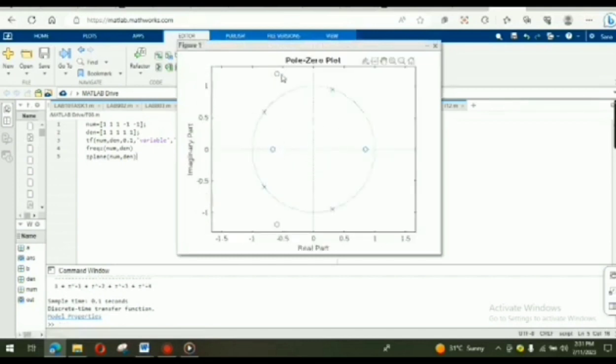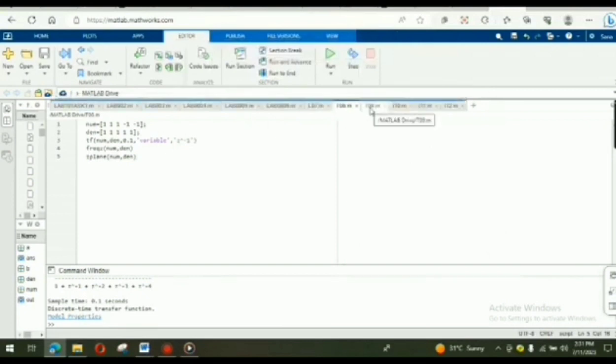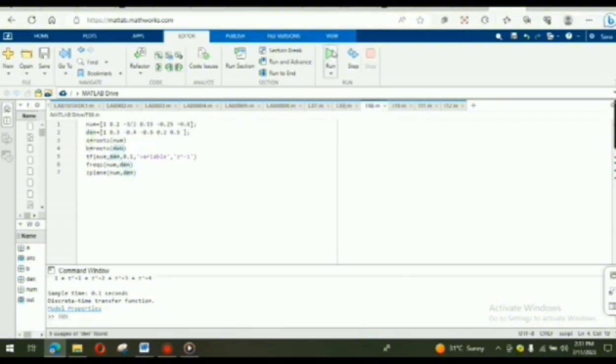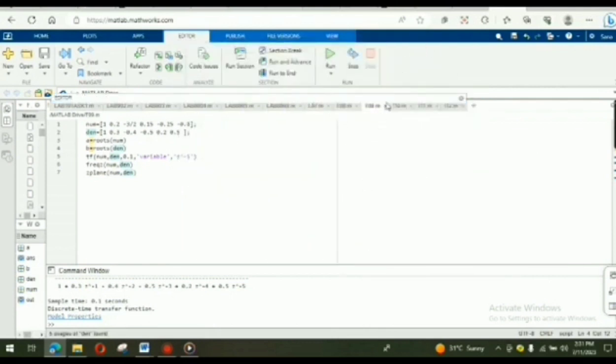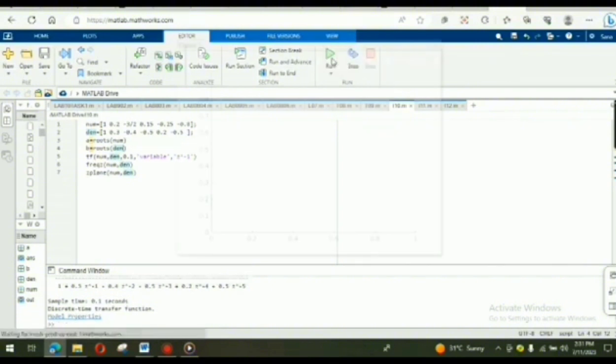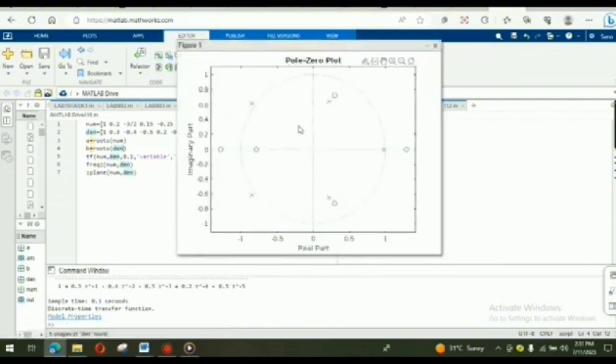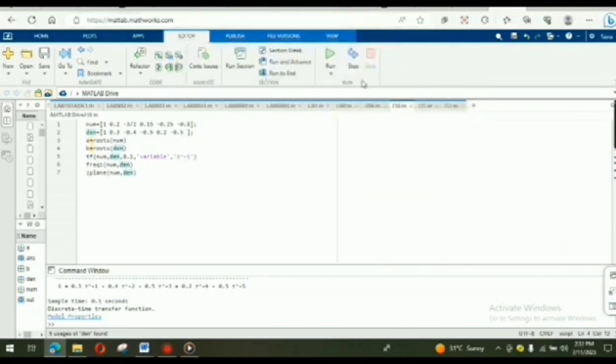Lab task number 9. Poles are again on the unit circle, so the system is partially stable. In the next lab task, the poles are inside of the unit circle, so the system is stable. Okay, lab task number 10. In this one, two of the poles are outside of the unit circle, so the system is not stable.